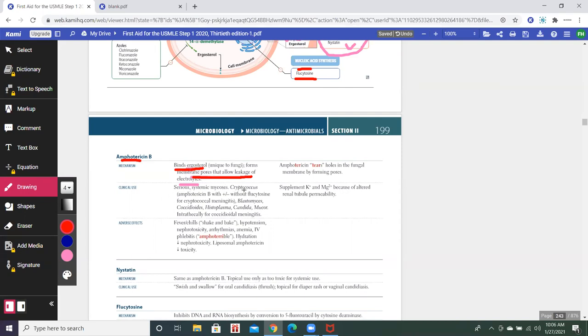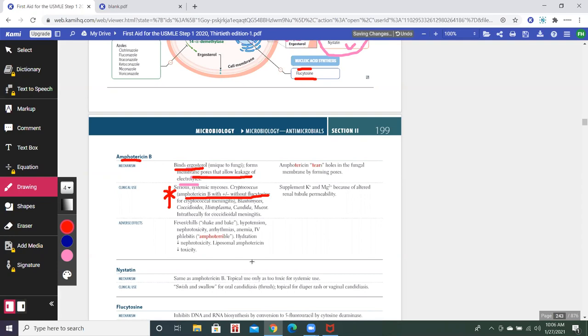Clinical use, it's only used for systemic mycosis. Okay, it's not used for your tineas or any other thing. So for Cryptococcus, we use amphotericin B, for example, and we give it with flucytosine, and this treatment is extremely high yield. I'm just going to underline over here. I just gave you guys this exact example.